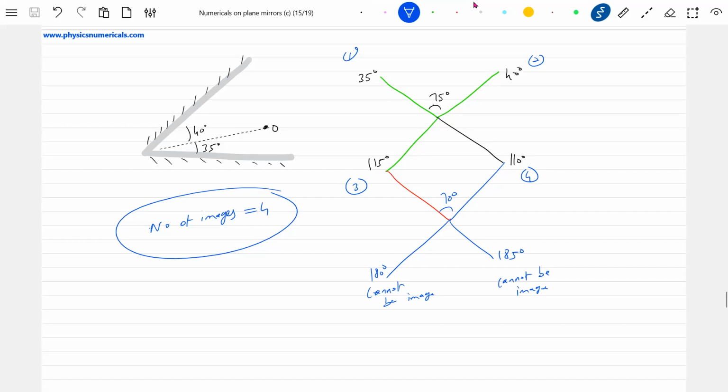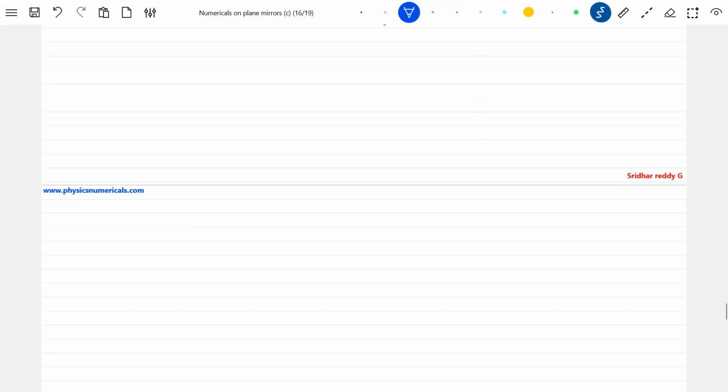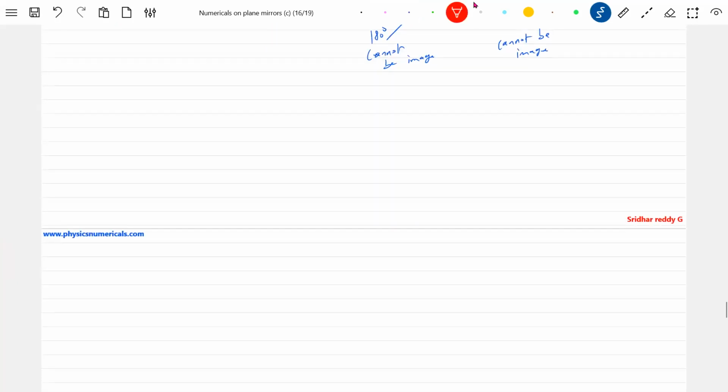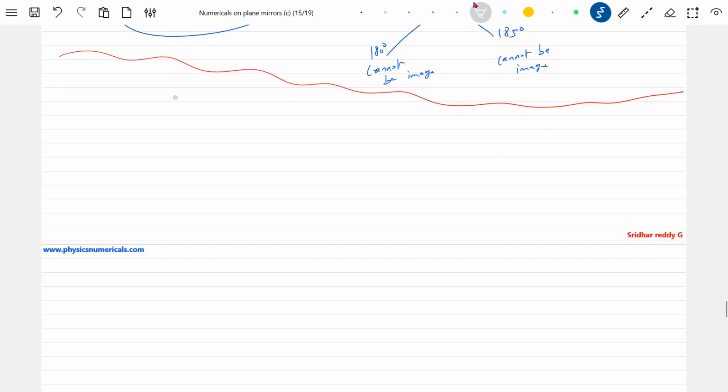Okay, let me give one more example. 70 got over, no? Let me give 50 degrees, and I'll show, because I think some students definitely need one more example, then I'll conclude it. So let me take this as 20 degrees, 30 degrees, this object. So what is the angle between the mirrors? It is 50 degrees. 360 by 50, I think, is not an integer.